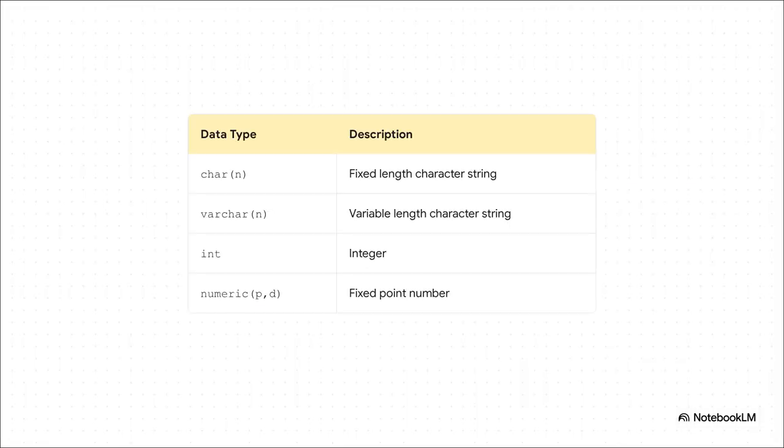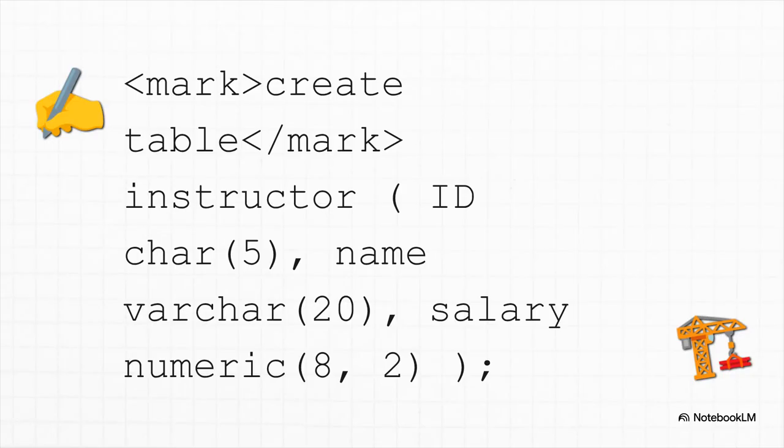And you've got to be specific. For example, is the ID always going to be exactly 5 characters long? Well, that's a char. Is the name going to be text, but you don't know how long? That's a varchar. Is the salary a number that needs decimal points? That's numeric. This detail is what keeps your data clean and stops you from, say, accidentally putting someone's name in the salary column. And here's how that all comes together in one single command.